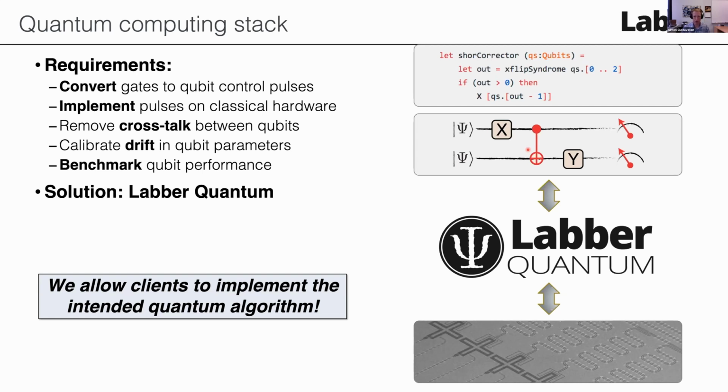You also want to implement things like basic error correction protocols to mitigate dephasing in these systems. So this could be things like refocusing pulses or spin echoes to remove the effect of slow noise in your system. And finally, you want to be able to benchmark the performance of the qubits. So our solution also contains basic tools for doing benchmarking of quantum systems. And altogether, our solution allows the clients to implement the intended quantum algorithm.